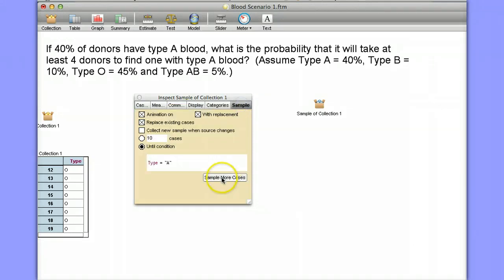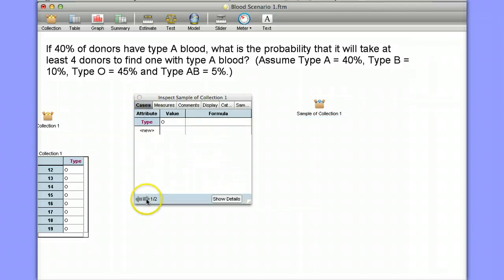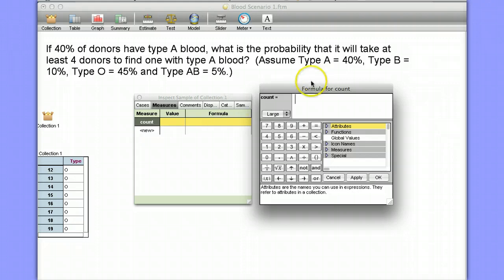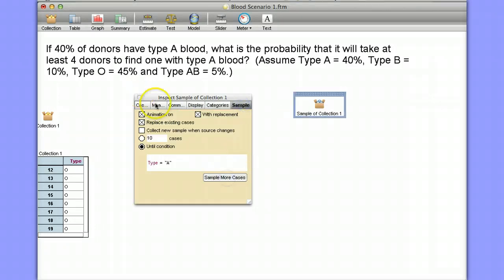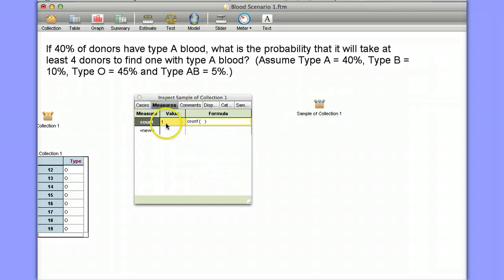Let's try this one more time just to make sure that it works. Let's look at our cases. It took 2 tries that time until we got an A. So what we want to do now is collect a measure called count and use it to count how many observations we had until we got to type A. Notice this is 2. We'll do this again and check our measure. This time it was 1 case until we got an A.